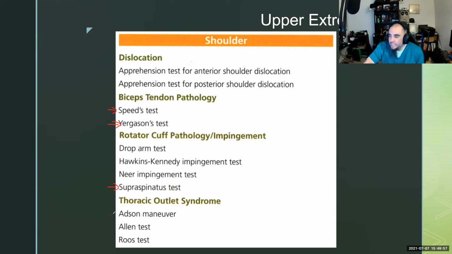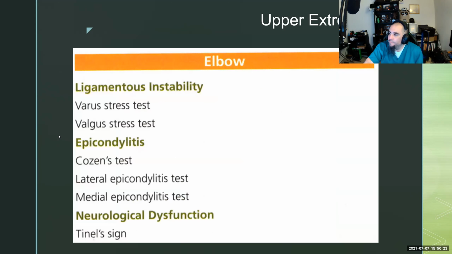We actually already talked about the Adson's, and we performed the Roos test already, right? Those are thoracic outlet. The Roos was the one where you did the little motion, and for 2 days my hands were hurting.